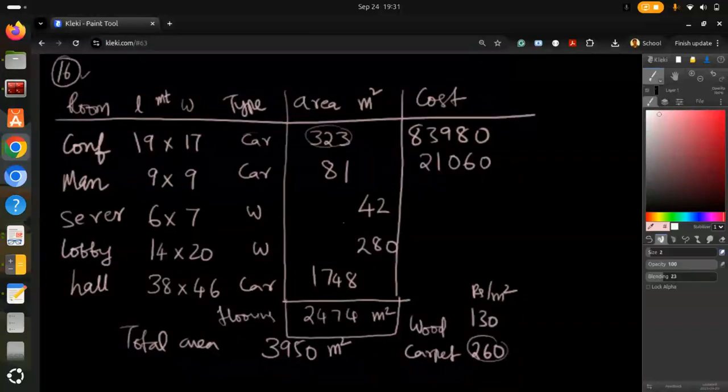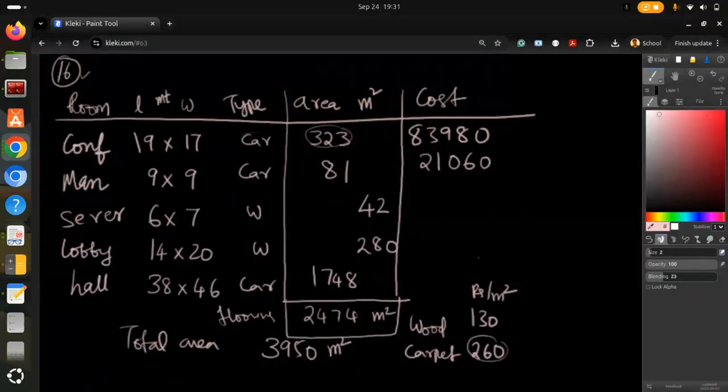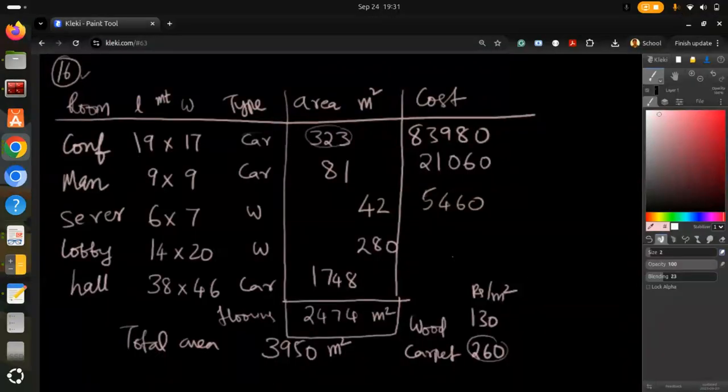So now 42 should be multiplied by 130 because wooden flooring. Okay, so here 42 multiplied by 130, 5460. So 5460 is the cost here, and 280 multiplied by 130 will give me 36,400.